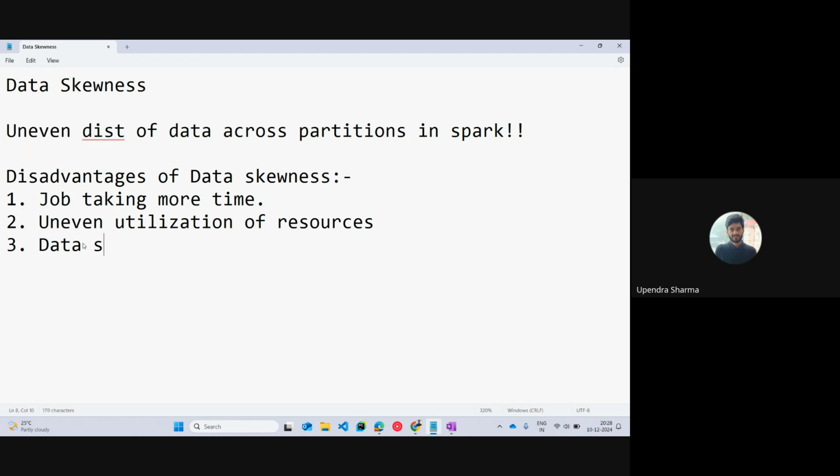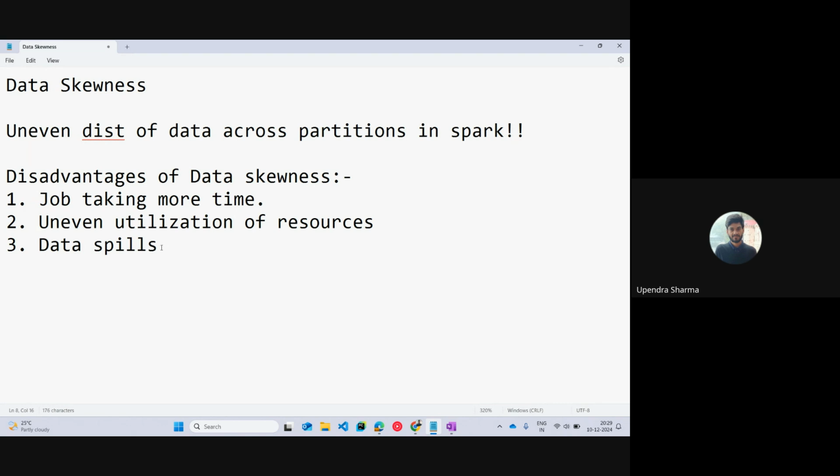Also, a very deadly disadvantage of data skewness could be data spills. Data spills are regarded as one of the most hurtful things which can happen to data pipelines, because Spark is an in-memory processing engine. Basically, it takes the data and processes the data in memory only. It does not read and write the data again and again to the disk, because that would be a very cost-heavy operation, writing the data to the disk and reading it back from there.